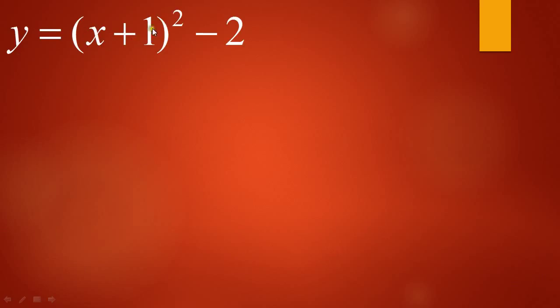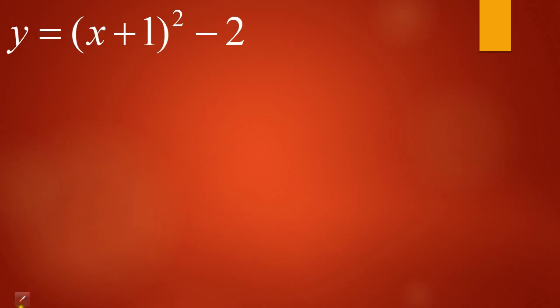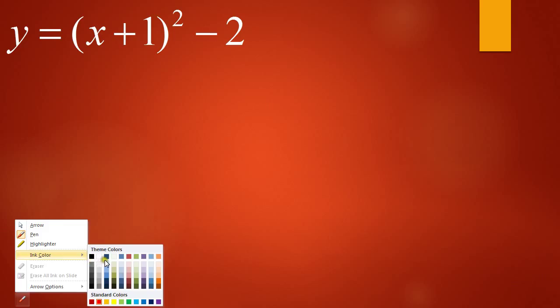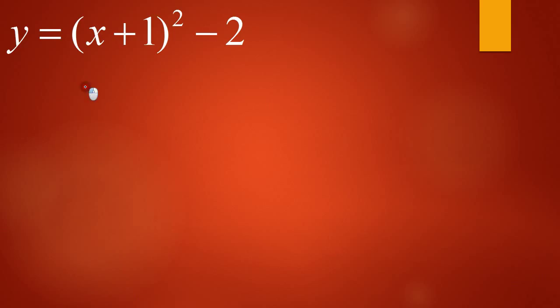y equals (x plus 1) quantity squared minus 2. So the vertex. It's the number being subtracted from x. Since this is x plus 1, that's the same thing as x minus negative 1, comma, and the number at the end is negative 2.